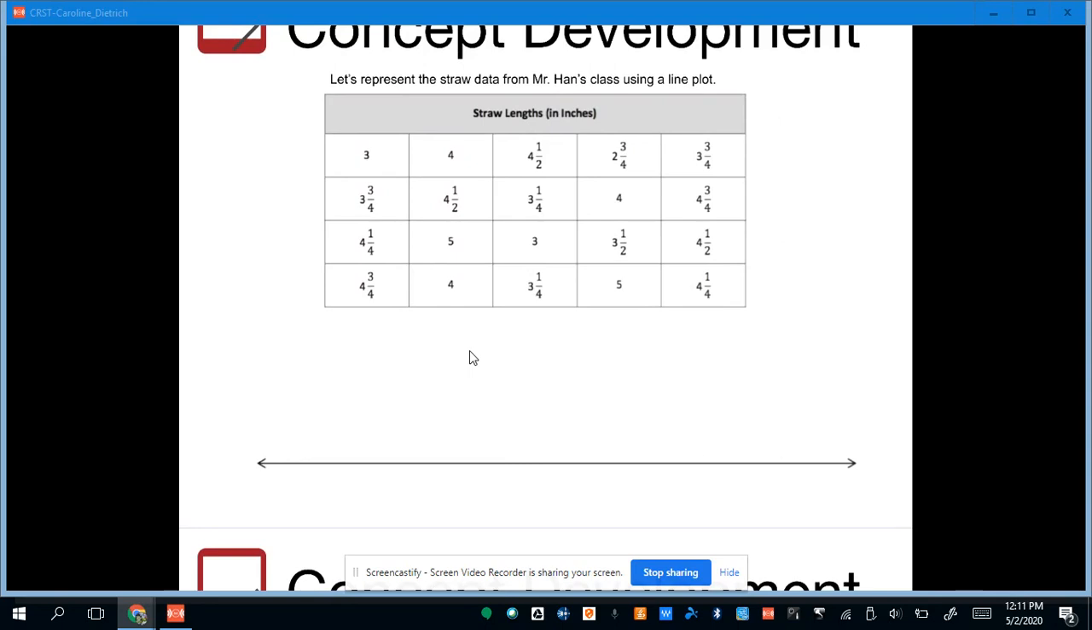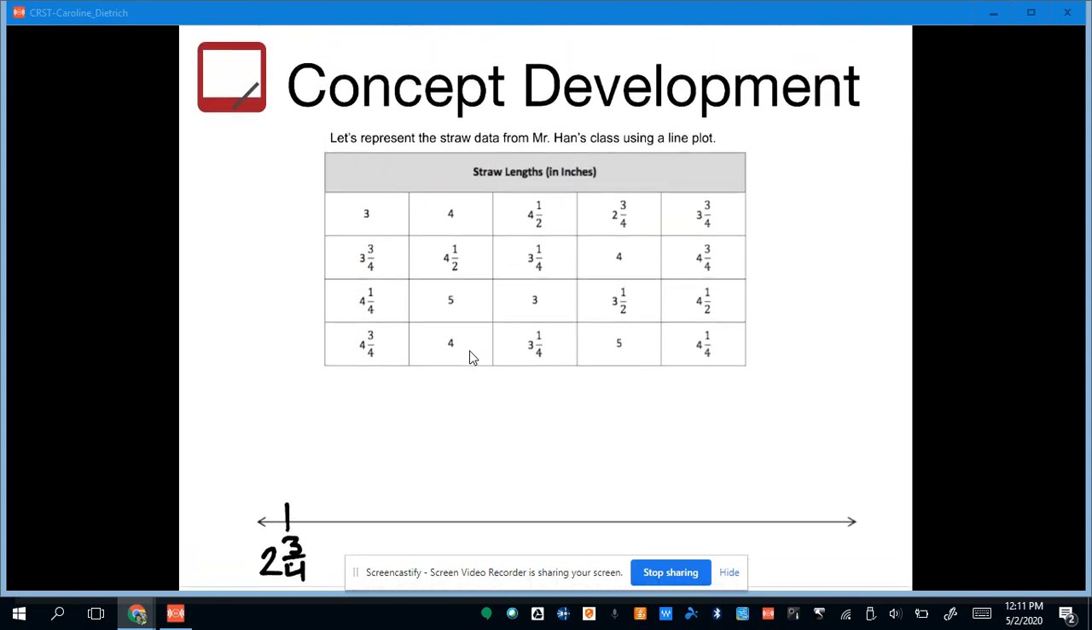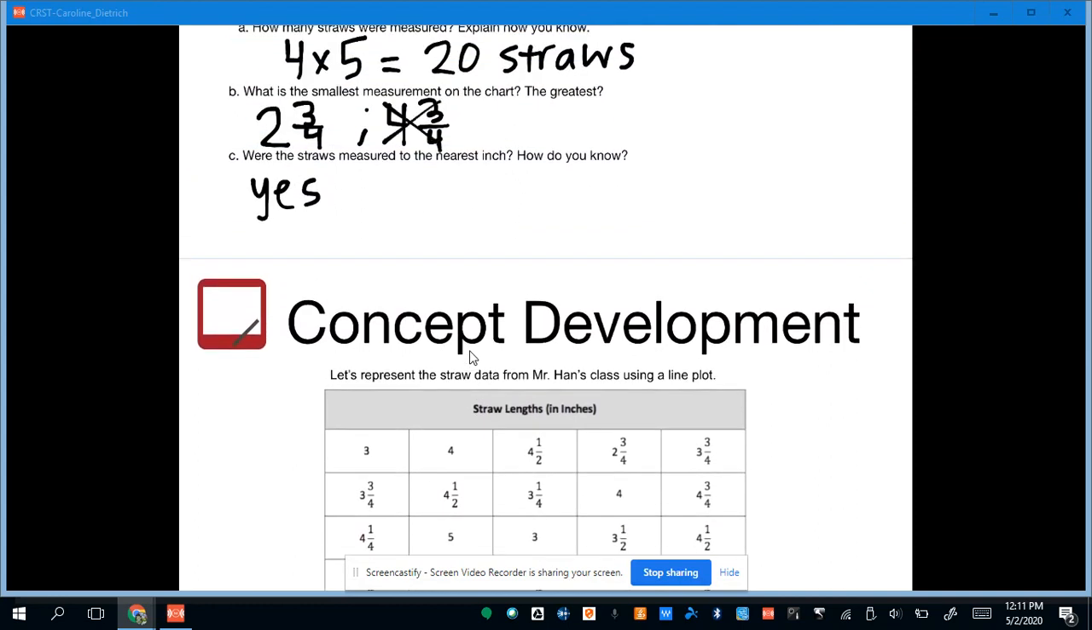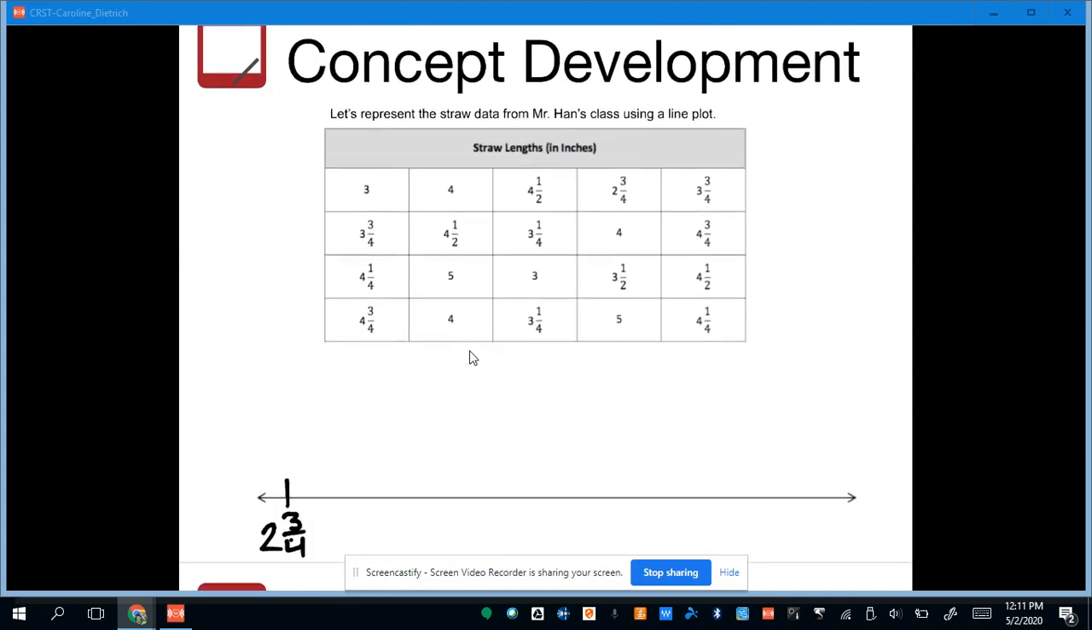Okay, now we're going to make a line plot using the data we were given. So first we need to figure out the scale for our line plot. The first measurement on the line plot will be the smallest measurement in the chart. We said our smallest measurement is 2 3/4. So we know that we're going to start with 2 3/4. And the last measurement is actually going to be 5, so I missed it. 5 is the greatest. So our last measurement is going to be 5.